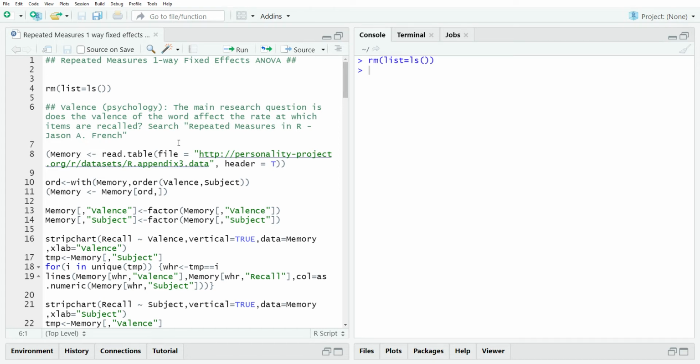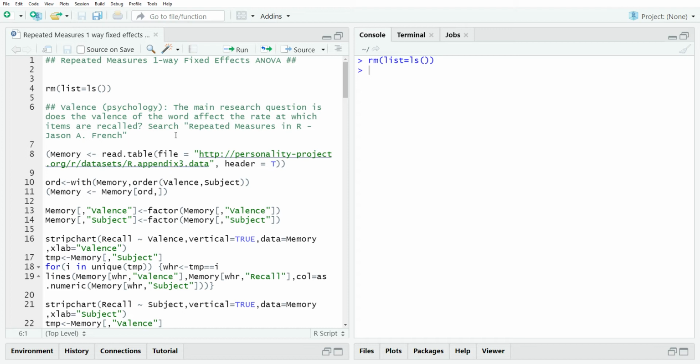Now, I always like to remove all the objects before I start, and that's what that first command does. Now I searched the internet for repeated measures, one-way fixed effects ANOVA data, and I came across a website from Jason French, and he had some data on the valence. And if you search valence psychology, it'll make more sense. But the main research question is, does valence of the word affect the rate at which items are recalled?